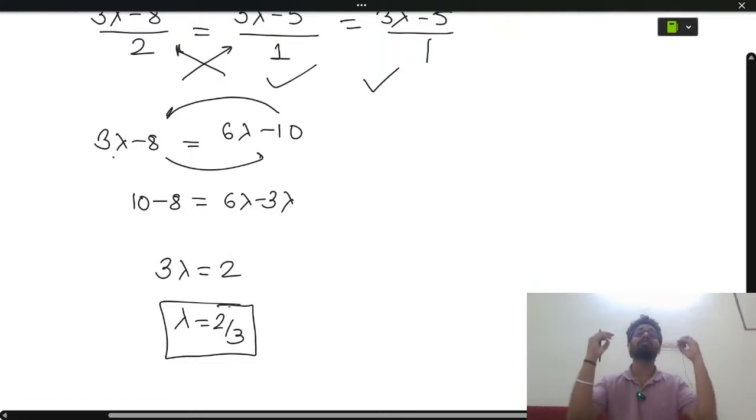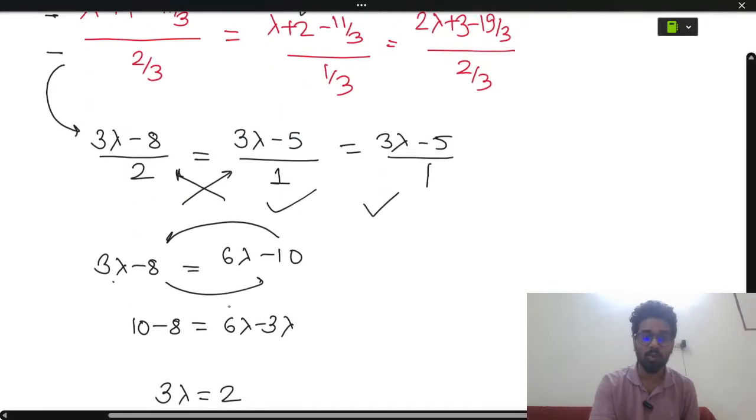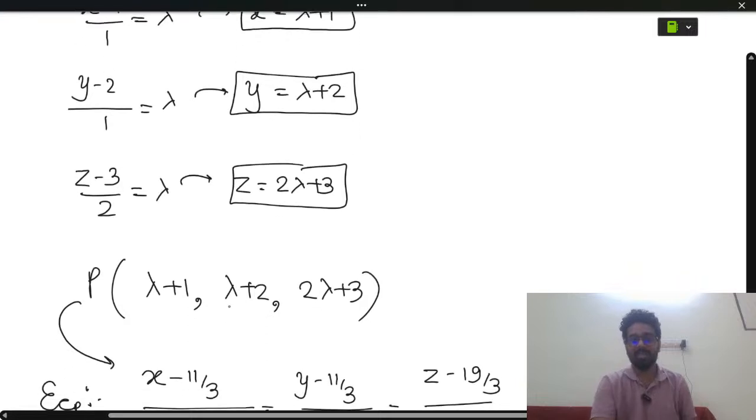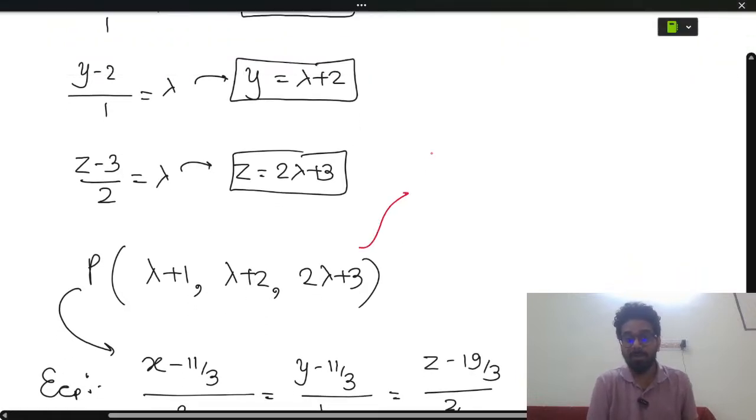If you are the dumbest person in mathematics, even then I can guarantee you that you can solve questions from this chapter. I'm not claiming this about integration or differentiation or any other chapter, but this chapter is scoreable, guys, scoreable. Now put lambda equal to 2 by 3 that we have calculated. So lambda, 2 by 3 plus 1 is 5 by 3.